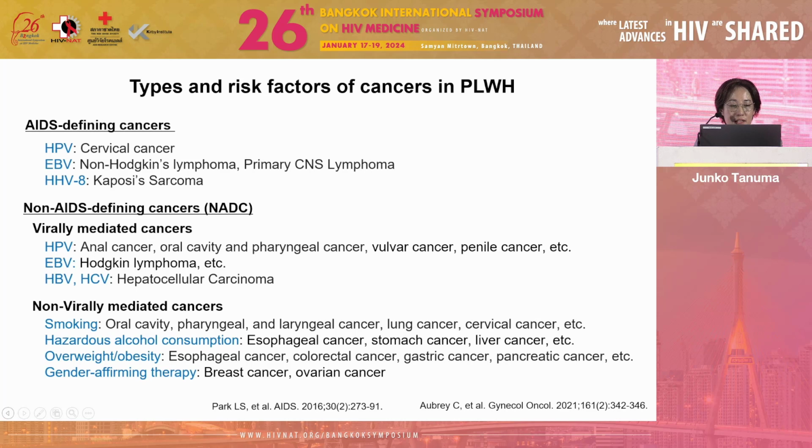So let me start with a classification of malignancies in people with HIV by risk factor. You may be familiar with AIDS-defining cancers, which are mostly caused by oncoviruses, such as human papillomavirus, EB virus, and Kaposi sarcoma-associated herpes virus, KSHV. In addition to these viruses, hepatitis B and C viruses further cause non-AIDS defining cancers. And very importantly, multiple risk factors of cancers are very common in people with HIV, such as smoking, excessive alcohol drinking, being overweight or obese, or, for transgender women, gender-affirming therapy. These risk factors cause various cancers shown in the slide with higher incidence than in the general population.